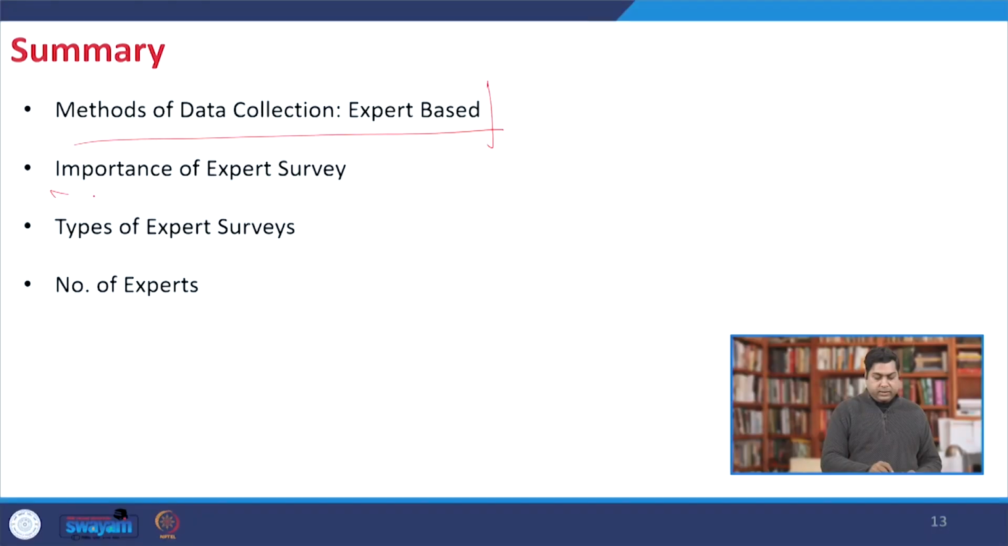Now, we also discussed the importance of this survey, because many a time something is not very easy to capture, and as a researcher we are not very sure. In such cases the expert can help us in developing this.